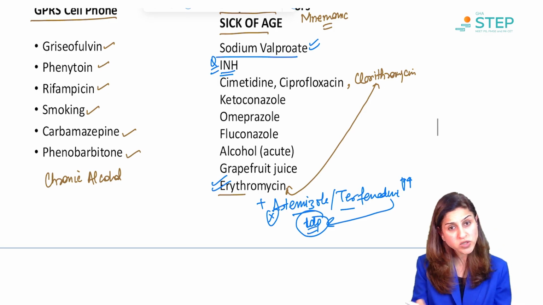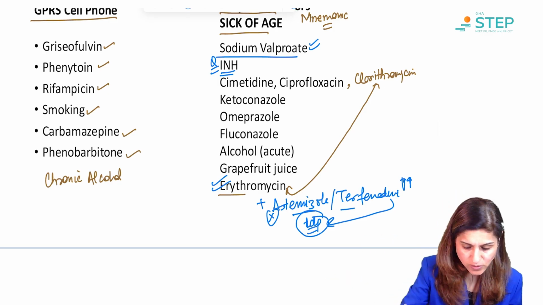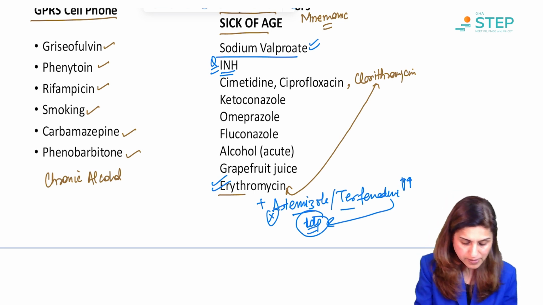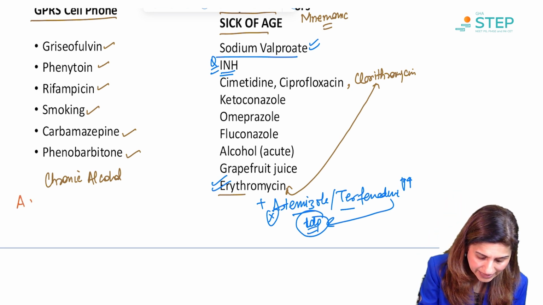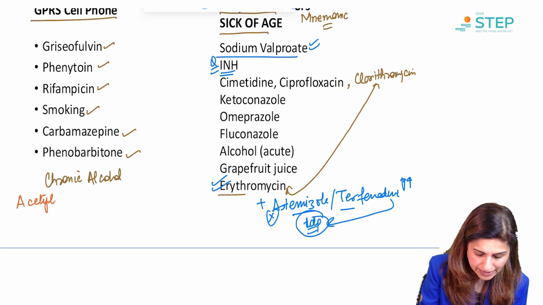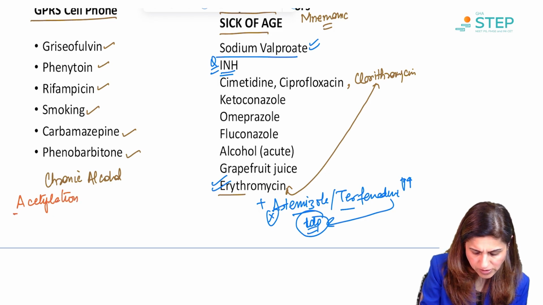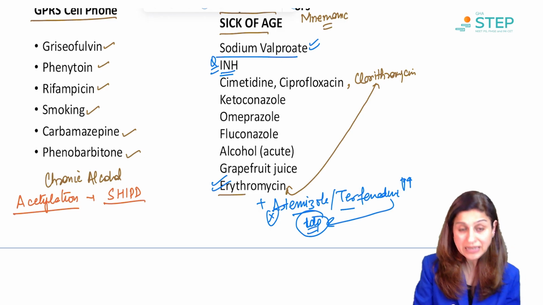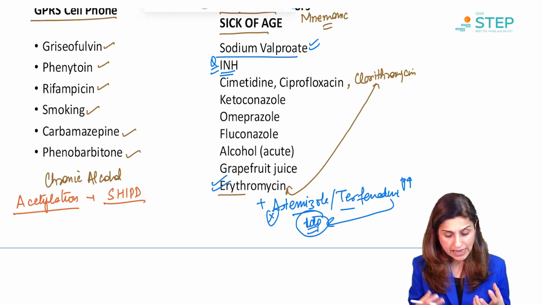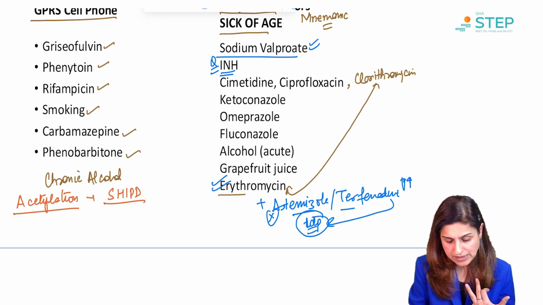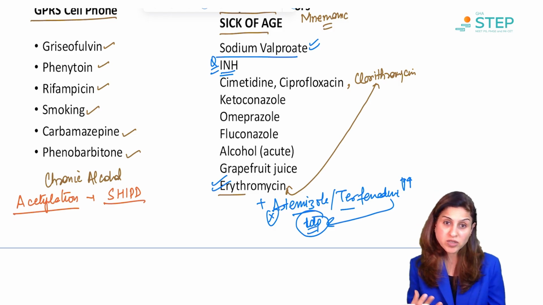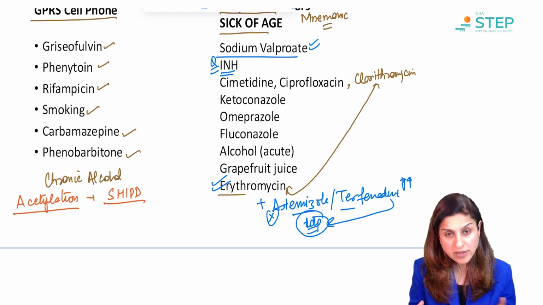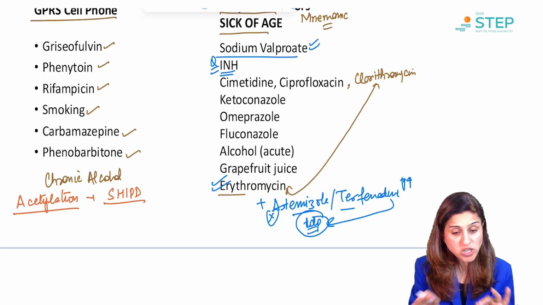Anything else I want to highlight here: there are certain drugs which are metabolized by a process called acetylation. Acetylation, we have SHIPD drugs, because sometimes acetylation is asked. What happens is that they can lead to drug-induced SLE as a side effect. But which are the following drugs that can be metabolized by acetylation? These are your SHIPD drugs.